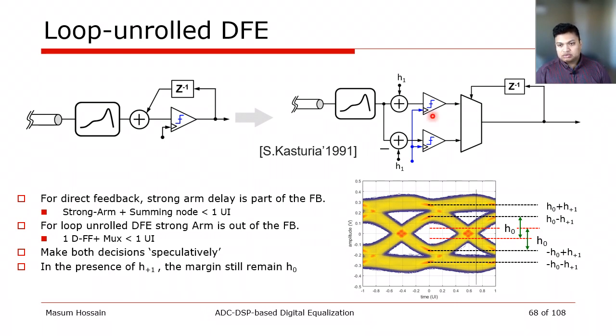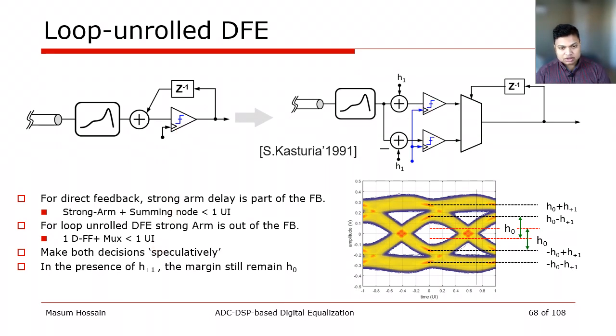Therefore, we make two decisions with these shifted thresholds ahead of time, and then within the loop, based on the previous decision, we select only one of them. Therefore, I can retain my H0 margin, and at the same time I can take this StrongARM's variable delay out of this feedback loop. So in this case, a D flip-flop plus mux and their latency to limit within 1 UI is much simpler. However, this requires two comparators instead of one.